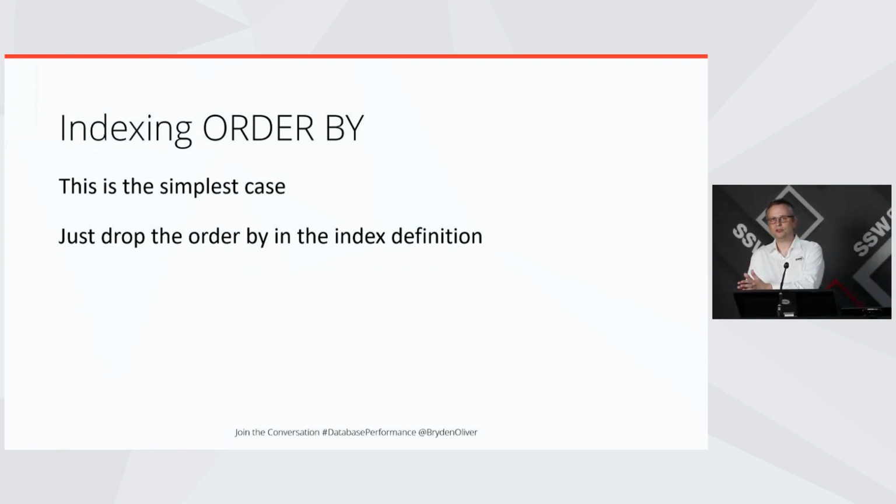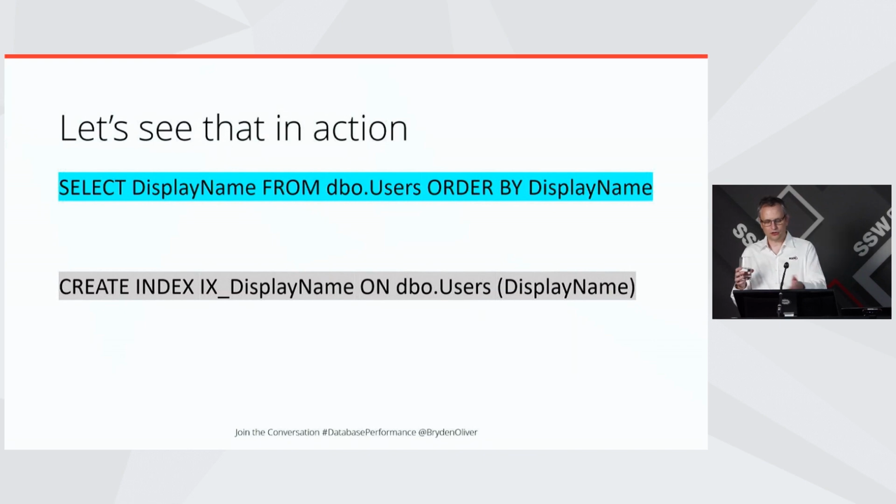Okay, so this is the simplest case, and we're going to look at how we index an order by. All you have to do is just drop the order by into the index definition. So let's see that in action. If I'm selecting the display name from the users table and I want it ordered by display name, I just create index ix_display_name on users (display name). So I've just put the order by straight into the index. That's nice and simple, isn't it?